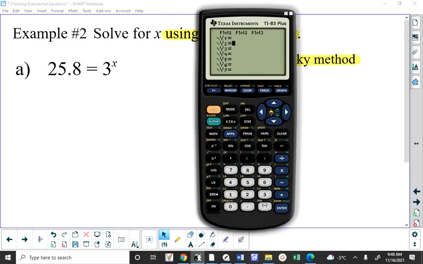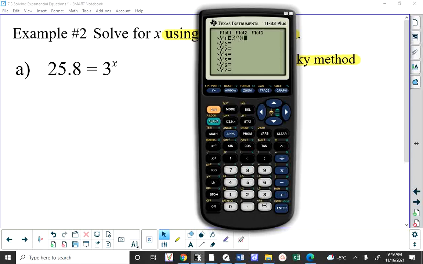We're not going to be looking at the graph. We're going to be looking at the table. So we're going to put 3 raised to the x in here. I've already established that I like the way this works. It's just a clunky method.